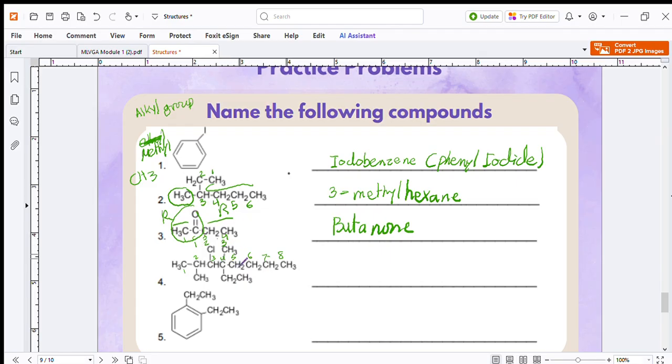Then tingnan natin po ang mga branches. So ilang branches ang mga nandito? Meron tayong branch dito na methyl. Ito naman ay chloro. Dito naman is ethyl. Here naman is another methyl. So let's start with the alphabetical order. So as I said earlier, let's follow the alphabetical order. So chloro muna ang mauna when it comes to the branches.